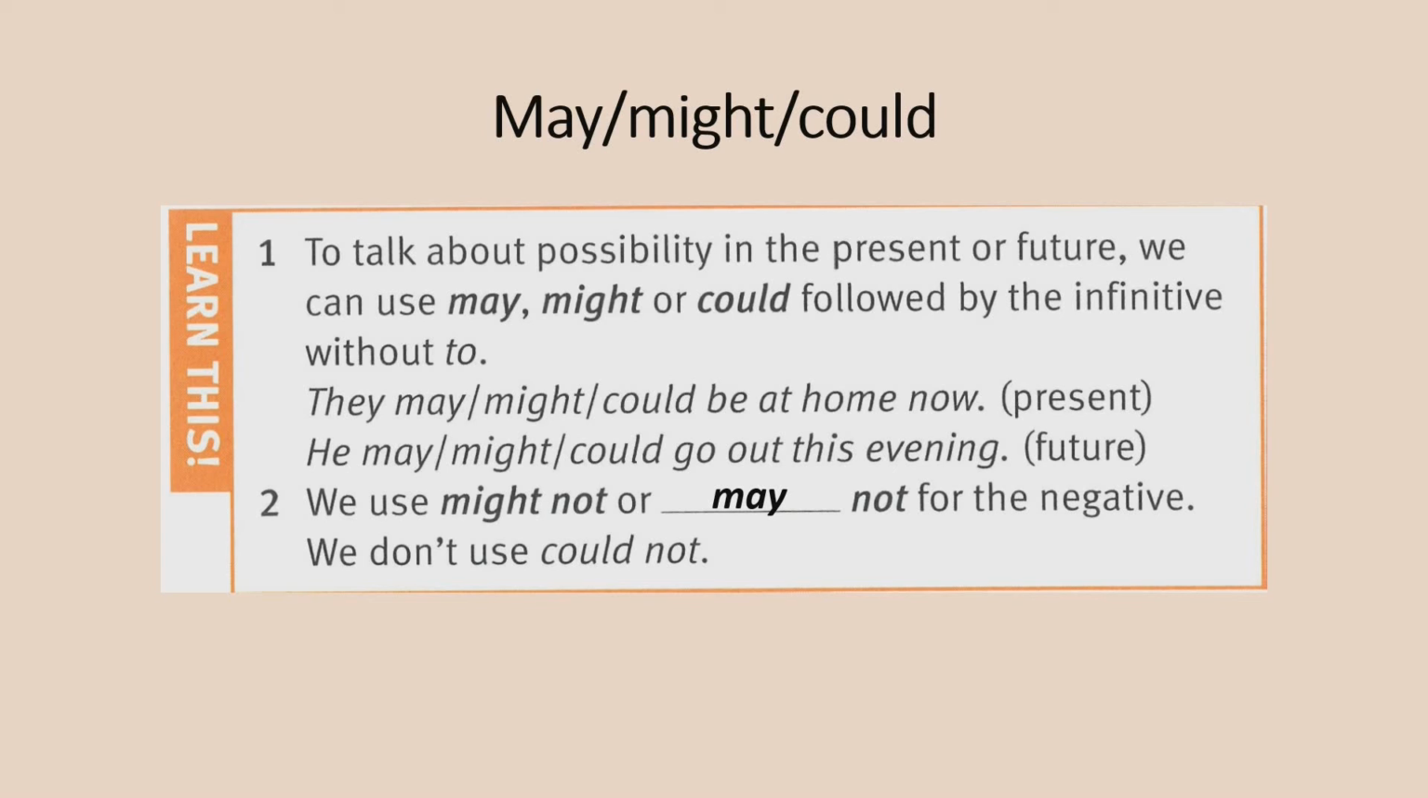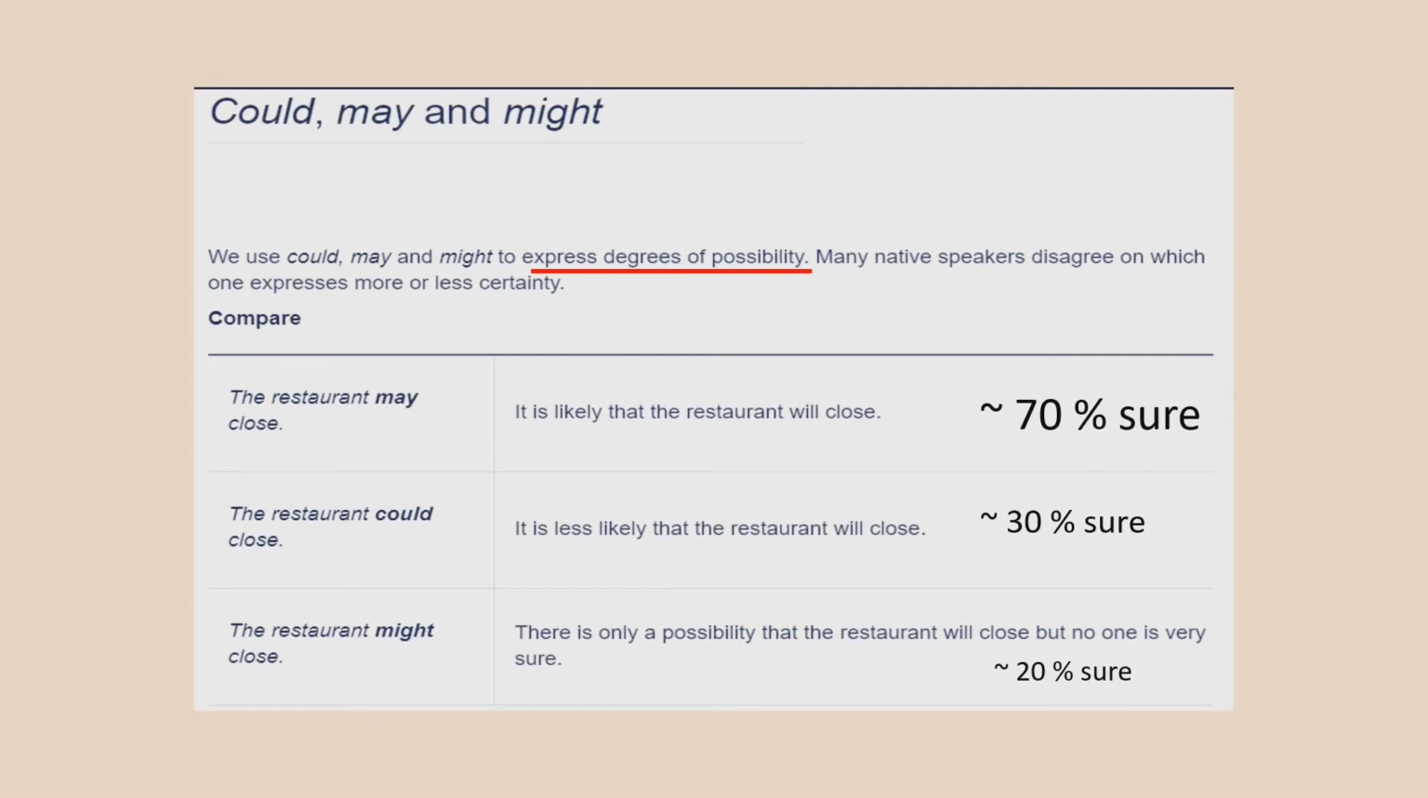We use might not or may not for the negative. We don't use could not. We use could, may, and might to express degrees of possibility. Many native speakers disagree on which one expresses more or less certainty, but for the purposes of this lesson, I've written here approximately the degree of certainty. So the restaurant may close.